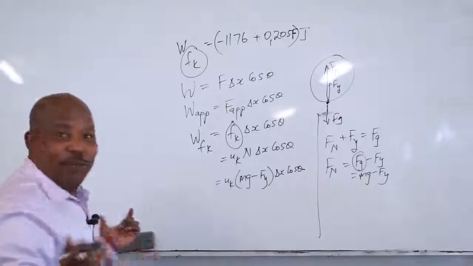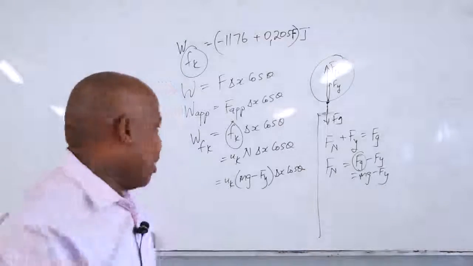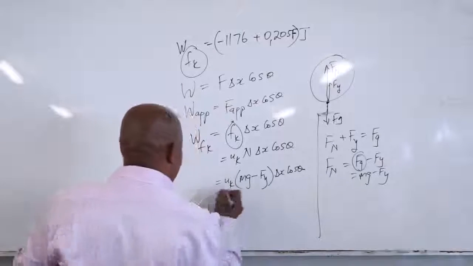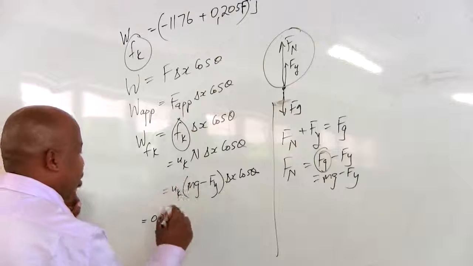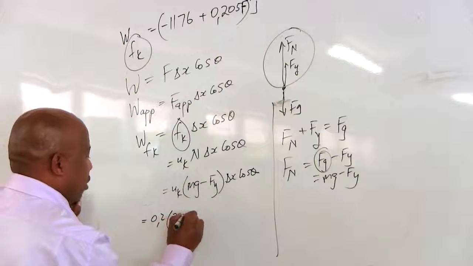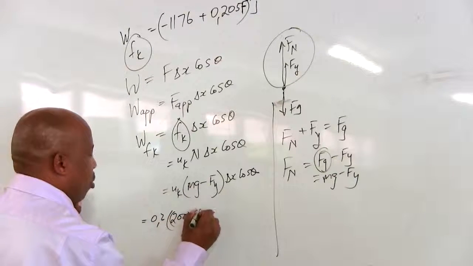Now I can solve the problem. It's a very interesting question. Let's solve it. What is our UK? It's given as 0,2. What is our mg? 200 multiplied by 9,8.